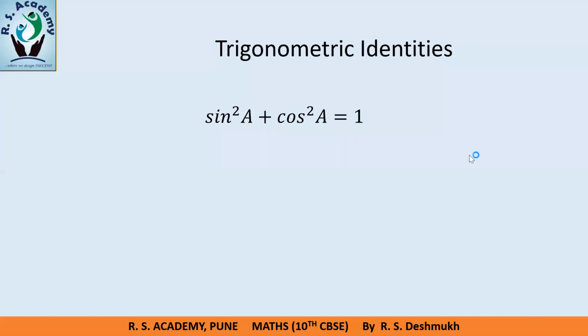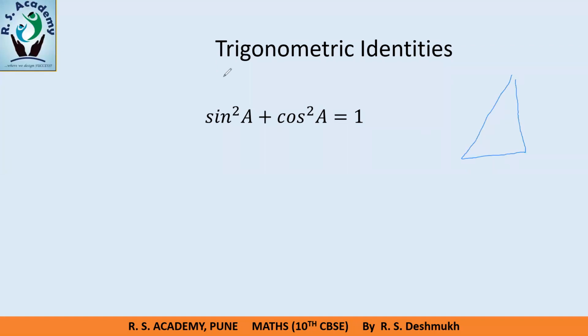Coming to the trigonometric identities, first we are going into the basics. The first identity is sine square plus cos square is equal to 1. But how does it come? Just observe. Suppose there is a triangle.